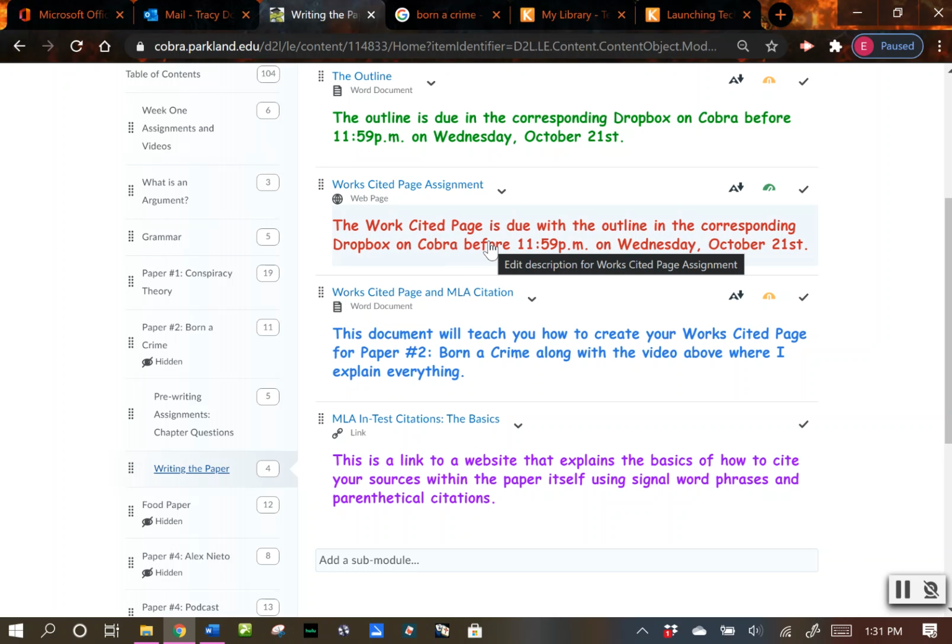The works cited page is actually going to be the easiest for this paper, because literally you have only one source that you need to worry about using, and that's the book. Okay, so in that video I actually create our works cited page for you. So just follow it along, do it, and you'll get your 10 points. It'll be easy.